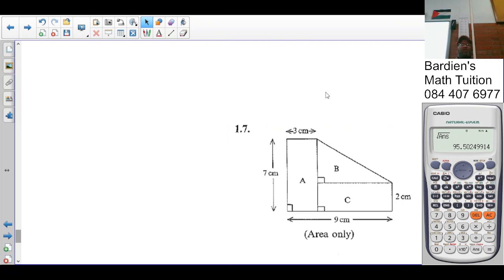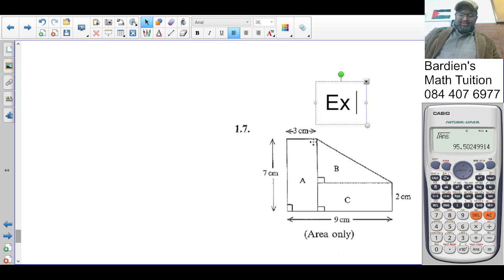This is also known as composite shapes, where you've got more than one shape within a diagram. It's composite. It's a few things together. Which page are we on? There's only one exercise, no? It's exercise 1 on page 177.